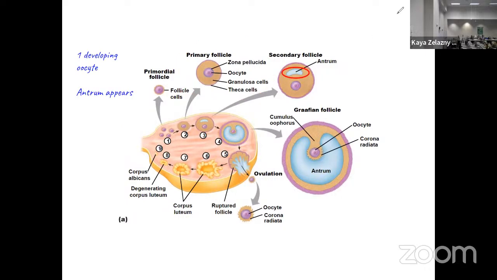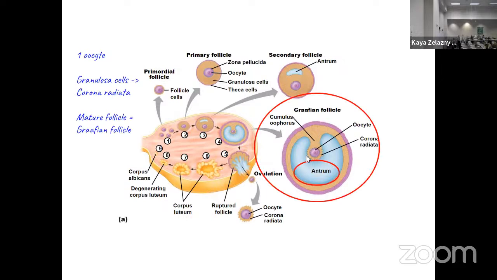Once we can see an antrum, that's called a secondary follicle. That antrum is filled with fluid that's going to eventually surround that developing oocyte. This is the point at which you could count follicles if you did a scan of someone's ovary, once it gets this big, or preferably this big. A mature follicle is called a Graafian follicle. We can see that the antrum is really big, and there's a layer left around the developing oocyte called the corona radiata that at ovulation breaks off along with the oocyte.